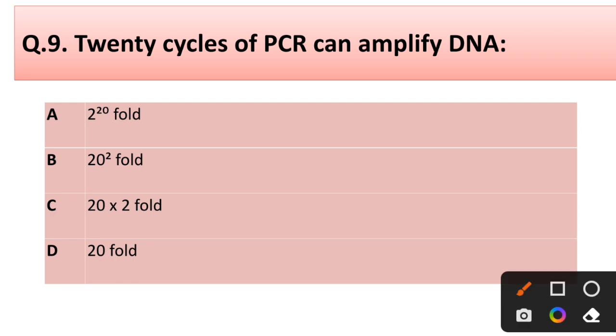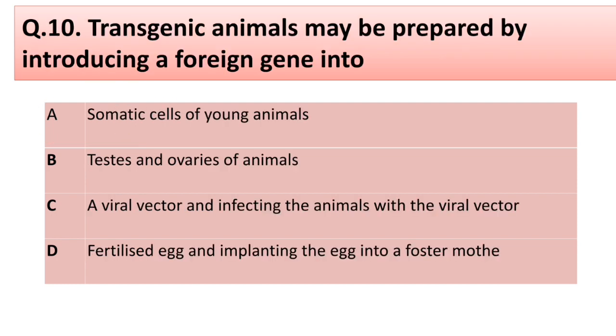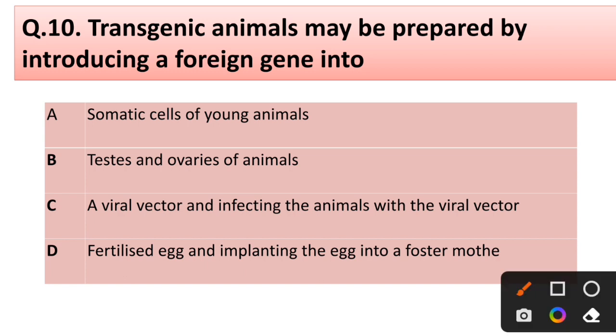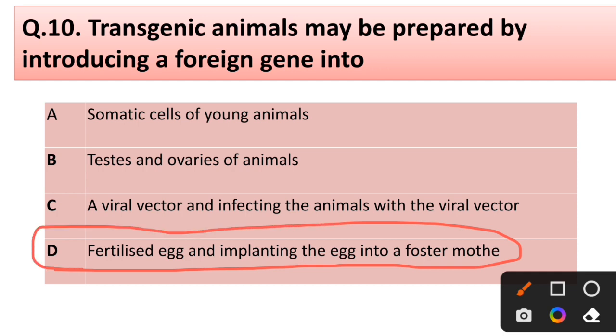Question number 9. 20 cycles of PCR can amplify DNA. Correct answer is option A. Question number 10. Transgenic animals may be prepared by introducing a foreign gene into somatic cells of young animals, testis or ovary of animals, a viral vector and infecting the animal with the viral vector, or fertilized egg and implanting the egg into a foster mother. Correct answer is option D. Fertilized egg and implanting the egg into a foster mother.